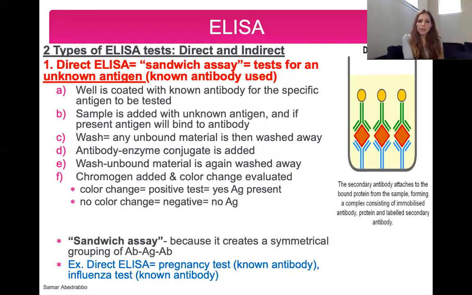Another area where we use a direct ELISA is, there's different influenza tests, but we can do an influenza test where we use a known antibody, and then you add a sample from someone, and if they have the antigen, specifically that influenza virus, and it binds to it, you see a color change. So this is a direct ELISA, and you're detecting an unknown antigen using a known antibody.